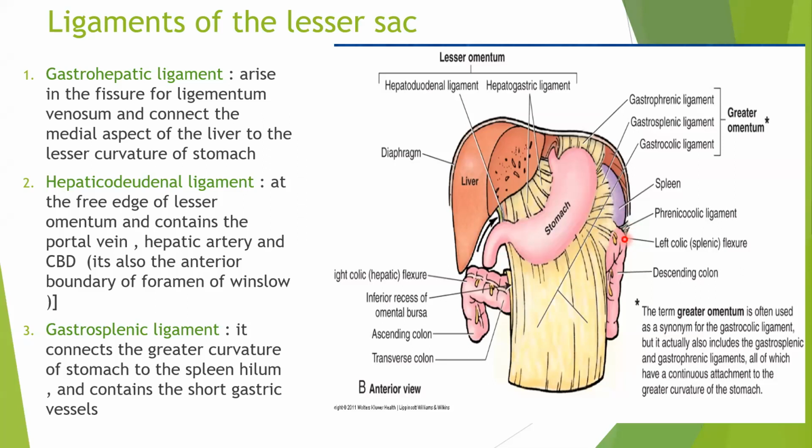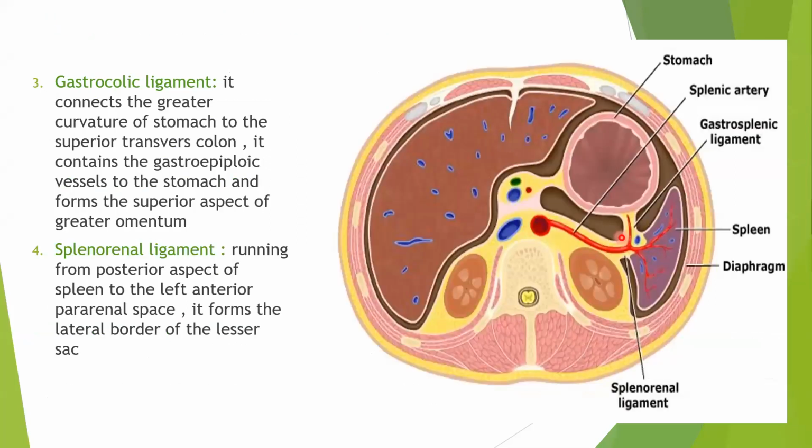The gastrocolic ligament connects the greater curvature of the stomach to the superior transverse colon. It contains the gastroepiploic vessels to the stomach and forms the superior aspect of the greater omentum. The splenorenal ligament runs from the posterior aspect of the spleen to the left anterior pararenal space. It forms the lateral border of the lesser sac.